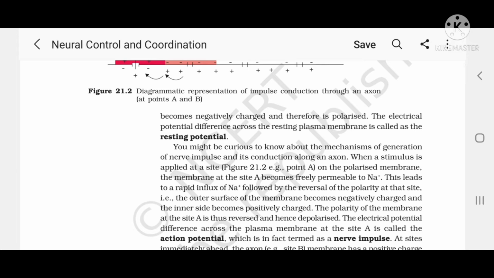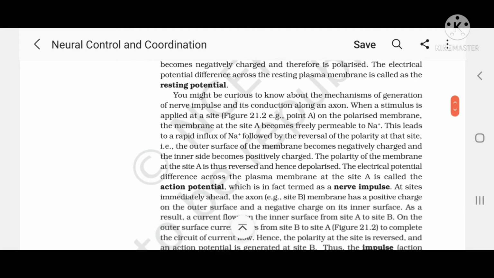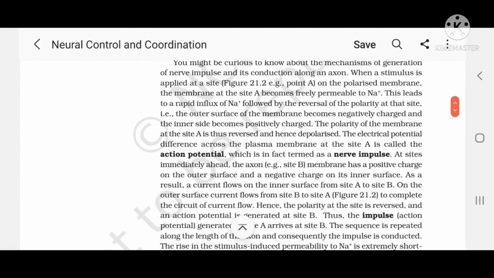The polarity of the membrane at the site A is thus reversed and hence depolarized. The electrical potential difference across the plasma membrane at the site A is called the action potential, which is in fact termed as a nerve impulse. At sites immediately ahead on the axon, for example site B, the membrane has a positive charge on the outer surface and a negative charge on its inner surface.